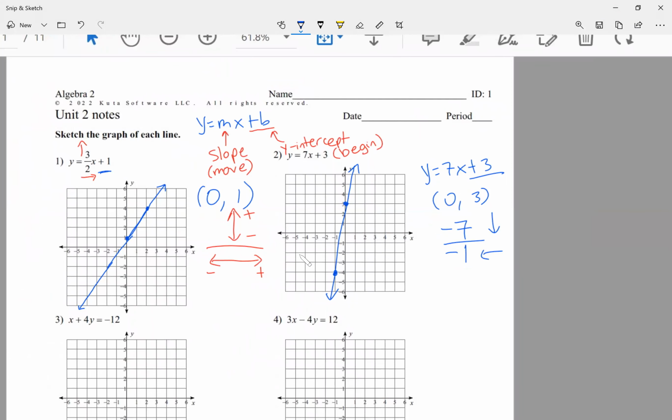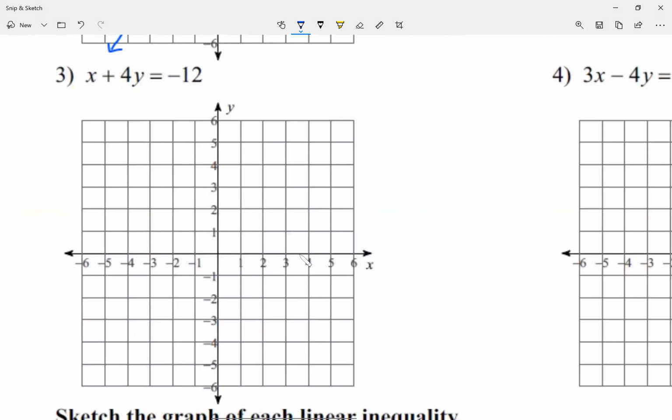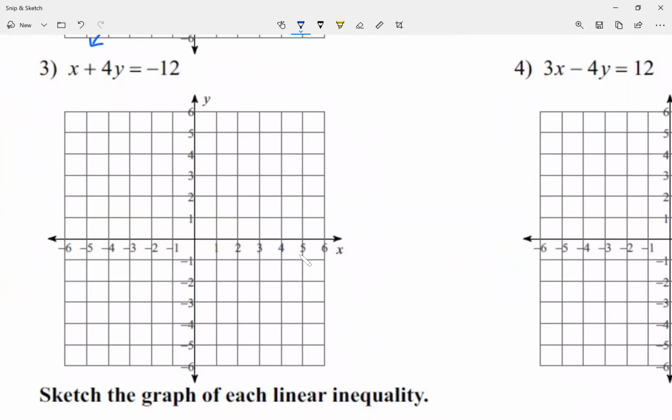Now, another way we can also get it, we call this standard form. Notice how the x and the y are both on the left side. So the y is not by itself. Now, the interesting part is that in standard form, I have 3 things. I have 2 points, and it's going to give me the slope.